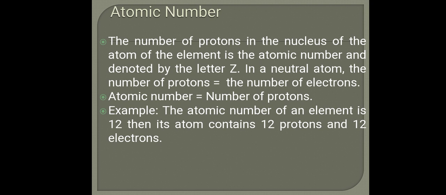Atomic number. The number of protons in the nucleus of the atom of the element is the atomic number and denoted by the letter Z. In a neutral atom, the number of protons equals the number of electrons. So atomic number equals number of protons. Example, the atomic number of an element is 12. The atom contains 12 protons and 12 electrons.